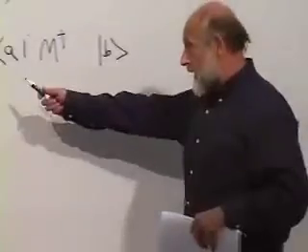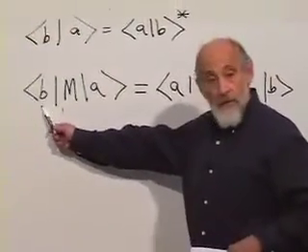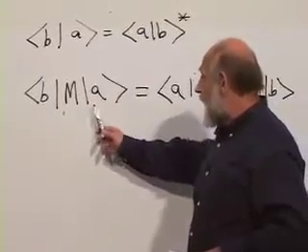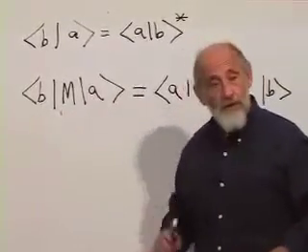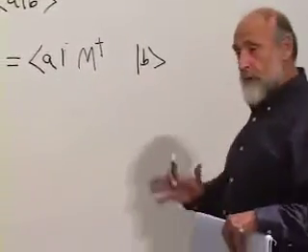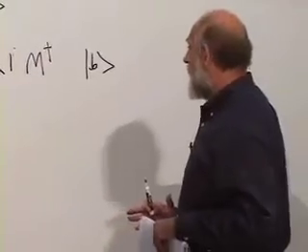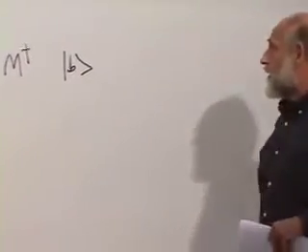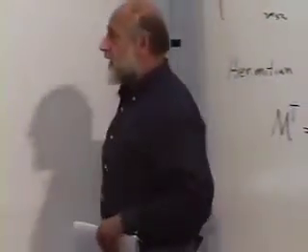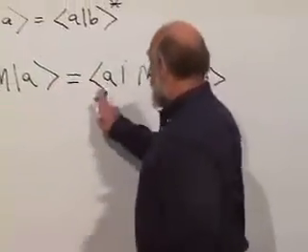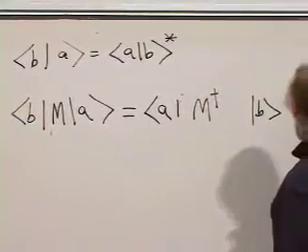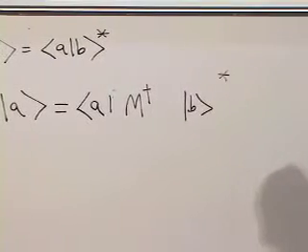This is a number, incidentally. This quantity is a number, a complex number in general. M on A gives you a vector. The inner product of a vector with another vector is a number. Okay? A simple number. It's not a matrix. It's not a vector. It's just a number. This equation is not right. What do I have to do to it? Complex conjugate it. I've complex conjugated A, I've complex conjugated B, and I've complex conjugated M. So I have to take the whole thing and complex conjugate it.